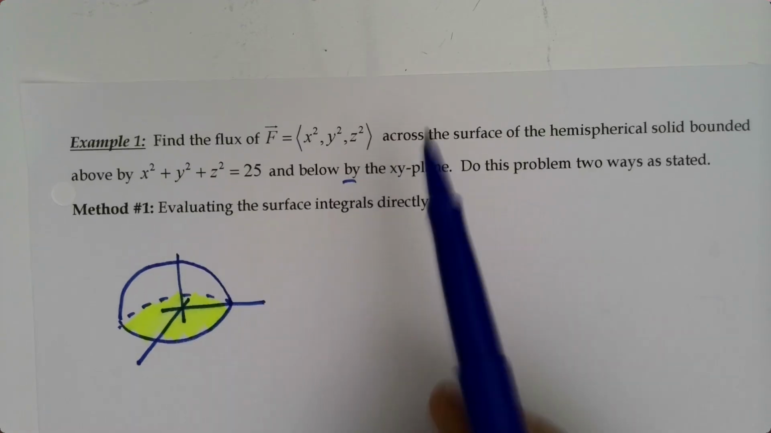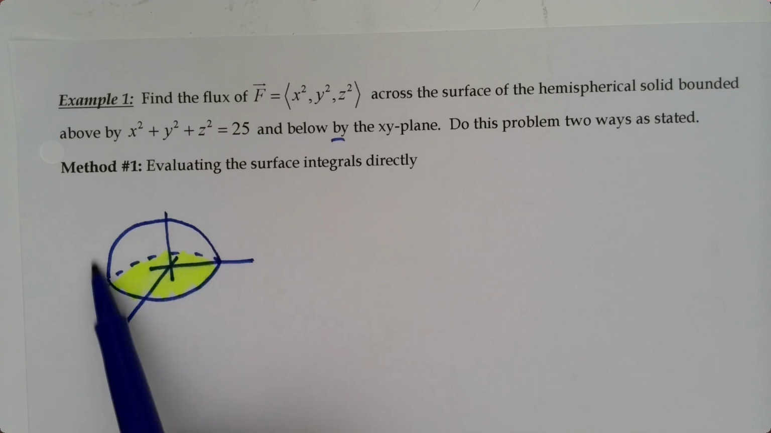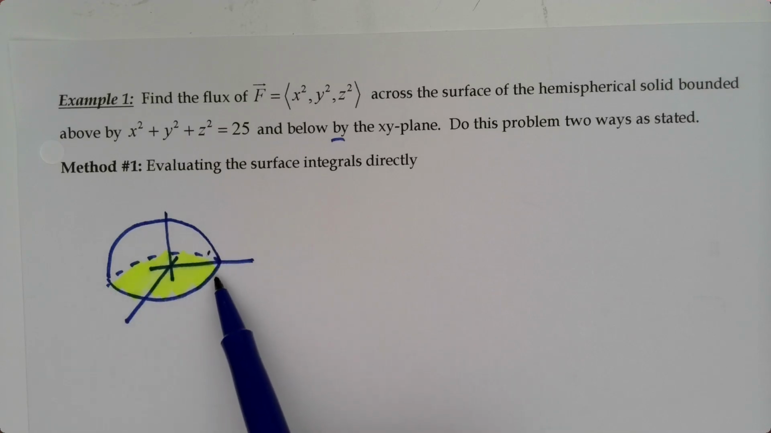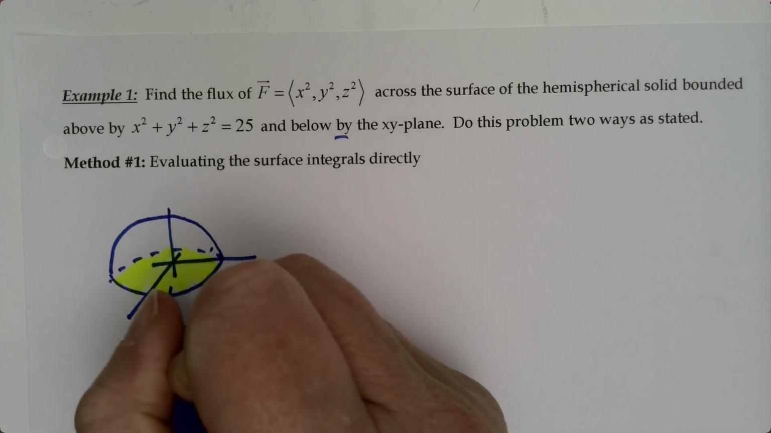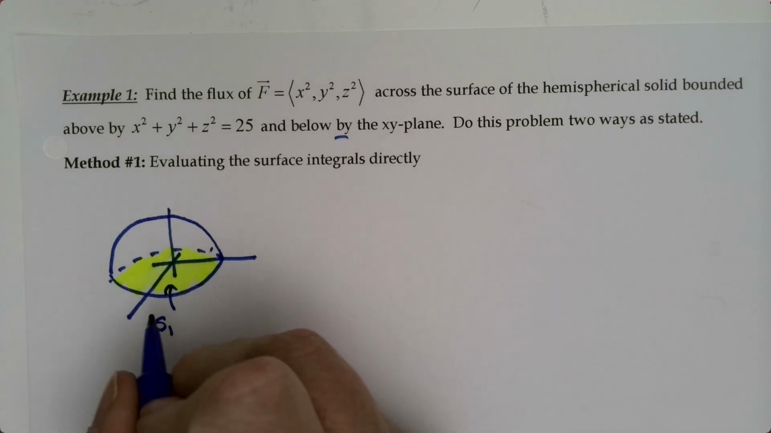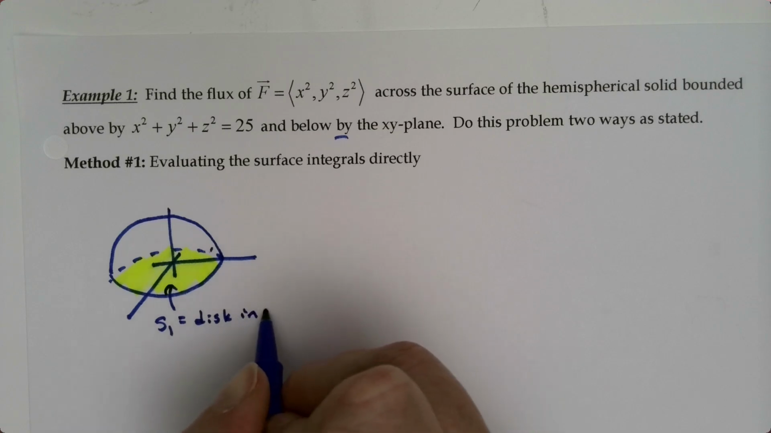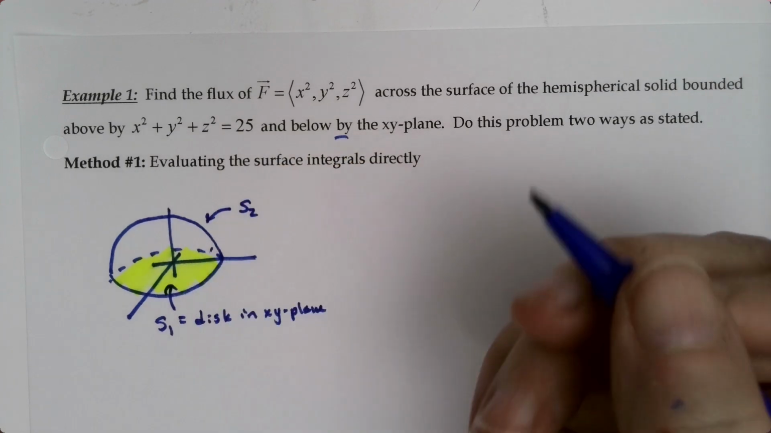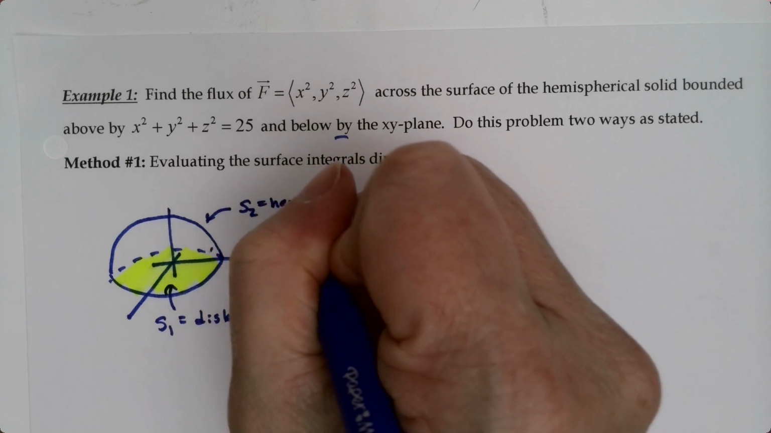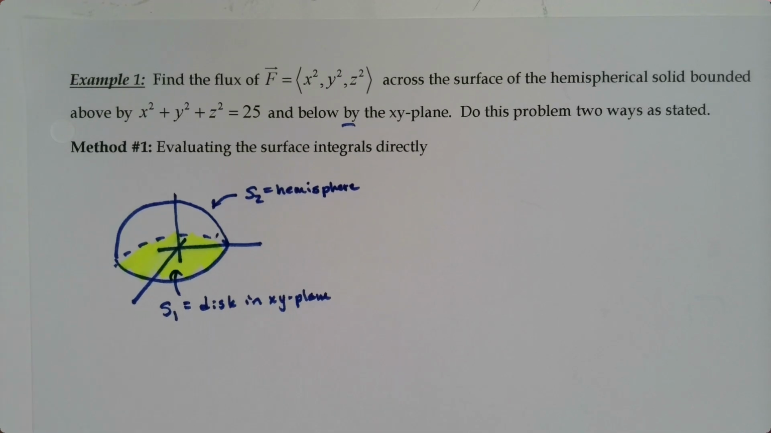All right, now we have a hemispherical solid bounded above by x squared plus y squared plus z squared equals 25, and below by the xy plane. So when you think about a surface integral, there's actually 2 surfaces. There's the surface 1 that's at the bottom, the disk that's in the xy plane. And then we have another surface at the top, which is the hemisphere, the half sphere. So we are going to have to find the flux for both surfaces.